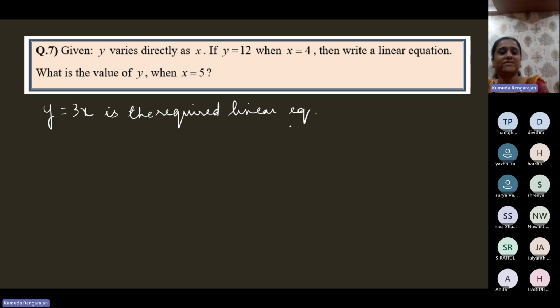See, it's easy, no? Because y is 12 when x is 4, y is 3 times x. So when you keep increasing x value, y value also will increase. See, y is equal to 3x. If x is 5, 3 into 5, 15. If x is 7, 3 into 7, 21. If x is 9, 3 into 9, 27.